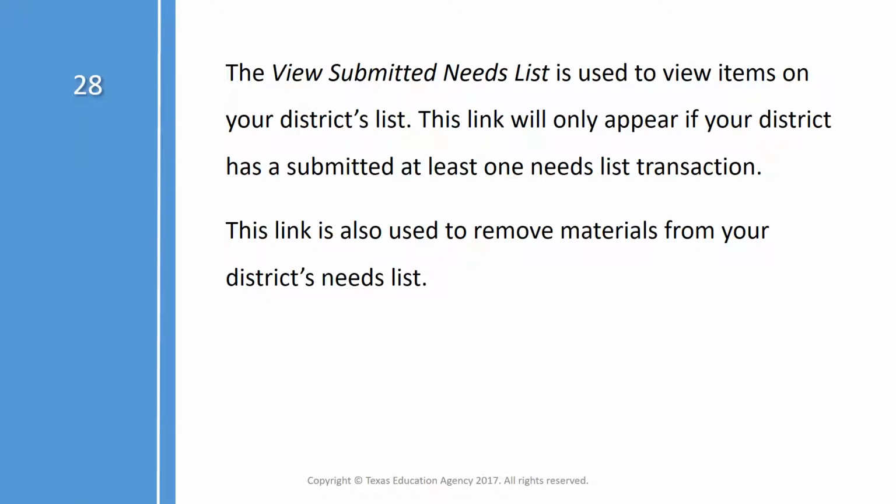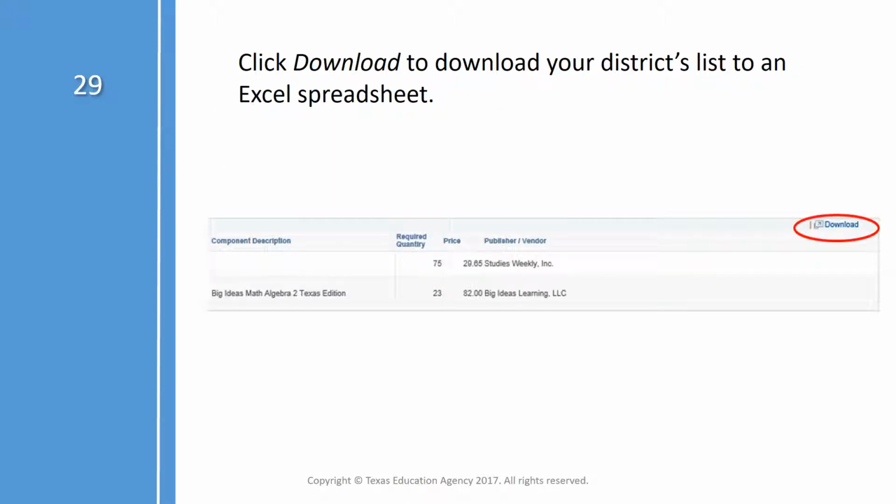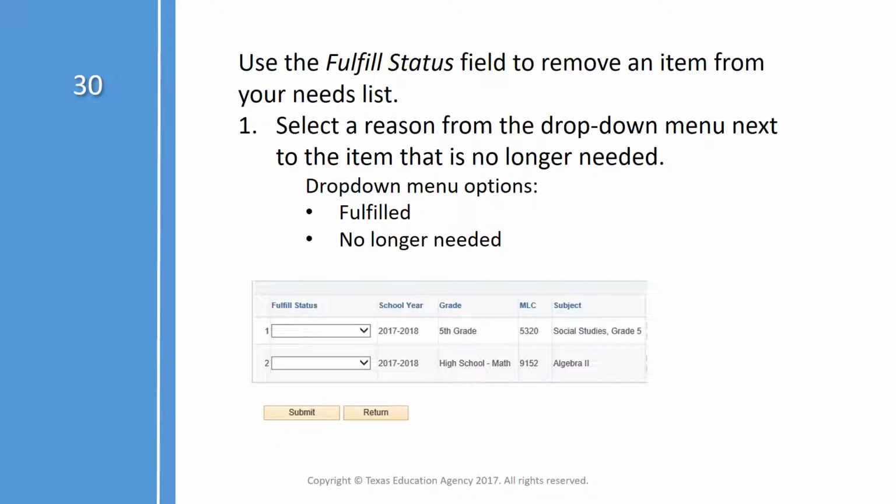View Needs Lists. The View Submitted Needs List is used to view items on your district's needs list. This link will only appear as active if your district has submitted at least one needs list transaction. This link is also used to remove materials from your district's needs list. Click Download to download your district's list to an Excel spreadsheet.